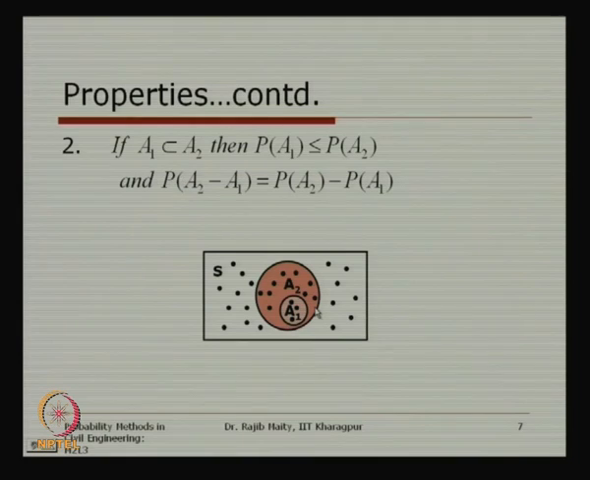So, in this Venn diagram, to represent this one, this probability of A2 minus A1 is nothing but this dark red area, which is the probability of A2, the total probability as shown inside the bigger circle, minus the probability of this small subset of A2, which is quite straightforward from this Venn diagram representation.